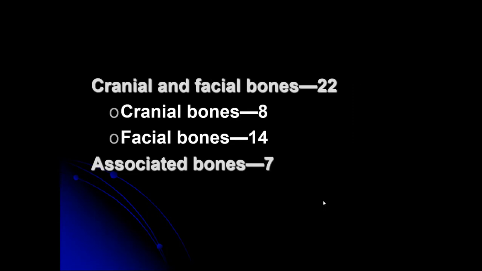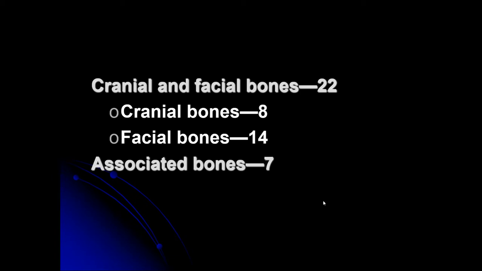Hello and welcome to the axial skeleton. This video will cover the skull. If you look at the skull, it's actually a combination of 22 different bones. There are 8 bones which form the cranium, so they're called cranial bones, and there are 14 bones which form the framework of your face, and so they're called facial bones.